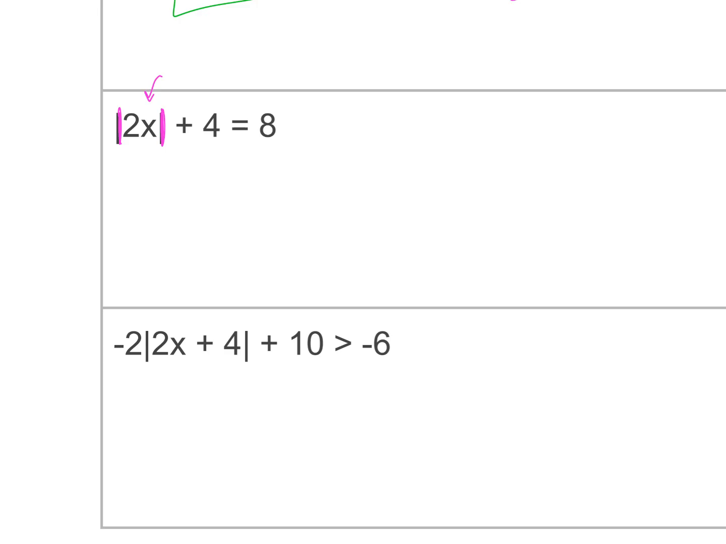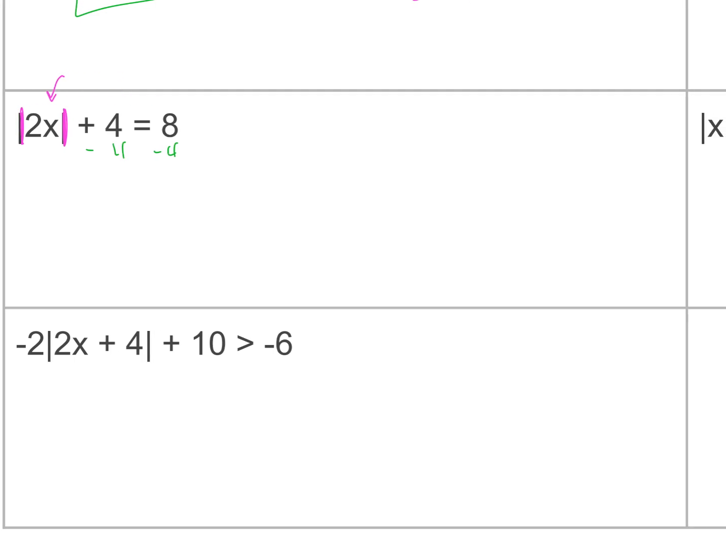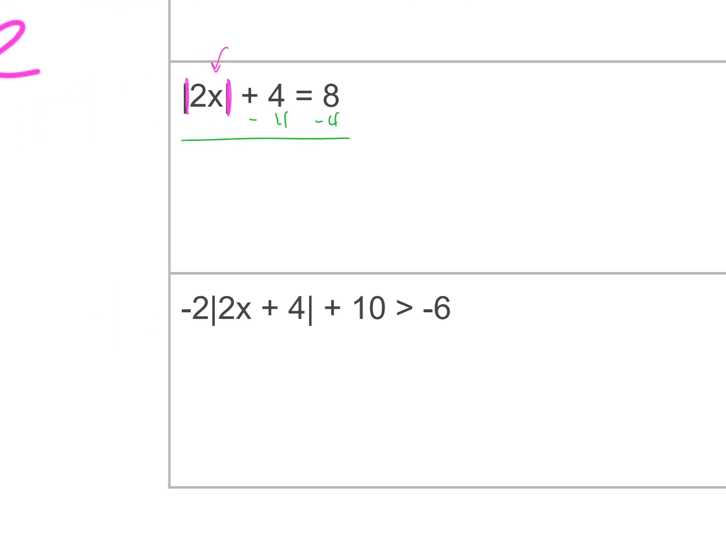I mean, if it were just the absolute value of 2 or 3, we would just produce a number, but we don't have that. So what we're going to do is subtract 4. And, whoops, I slid over. We get the absolute value of 2x equals 4. You know, because 8 minus 4 is 4.